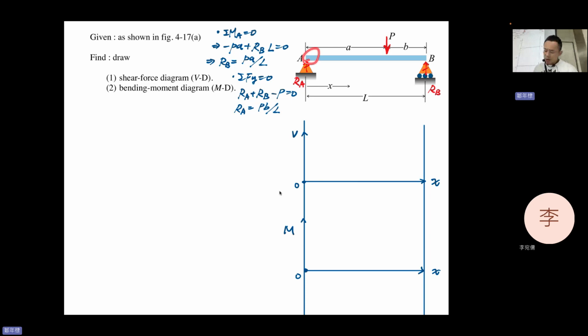Now we are going to draw the shear in the material. So what is the shear inside this material at every point from x equal to 0 to x equal to L? What will it be? And let's take a look. How many sections do you think this diagram will have? Actually, two.